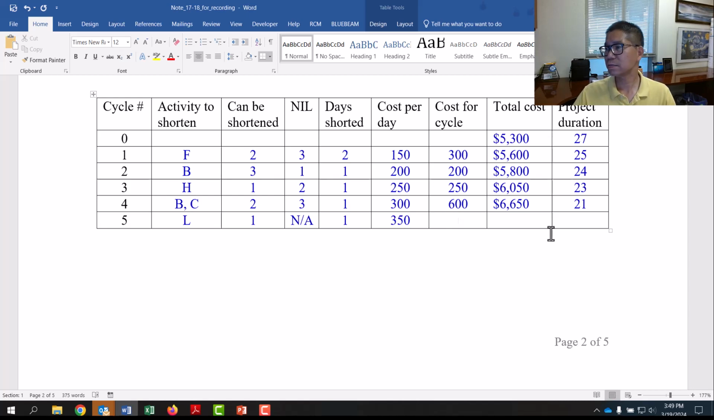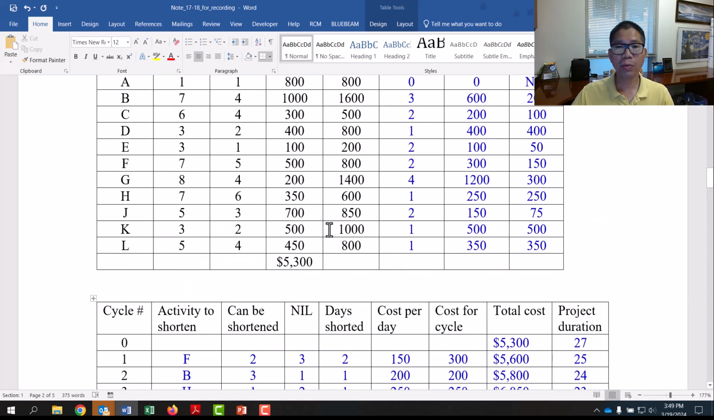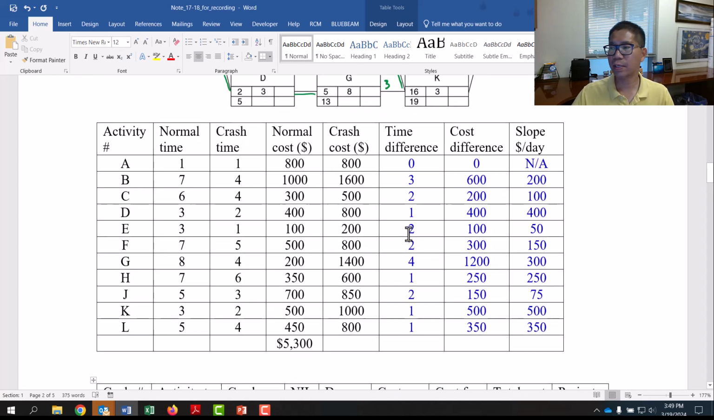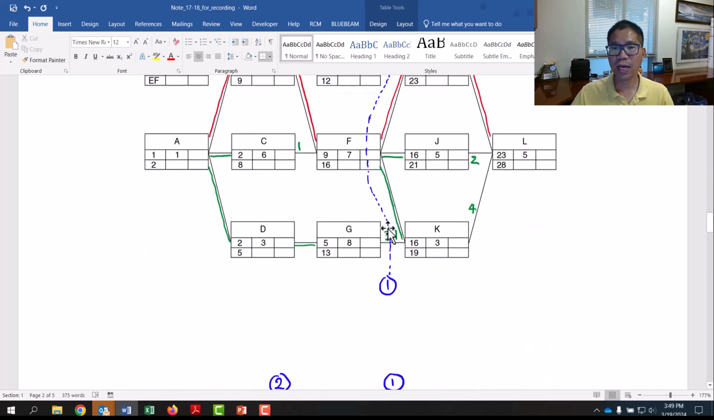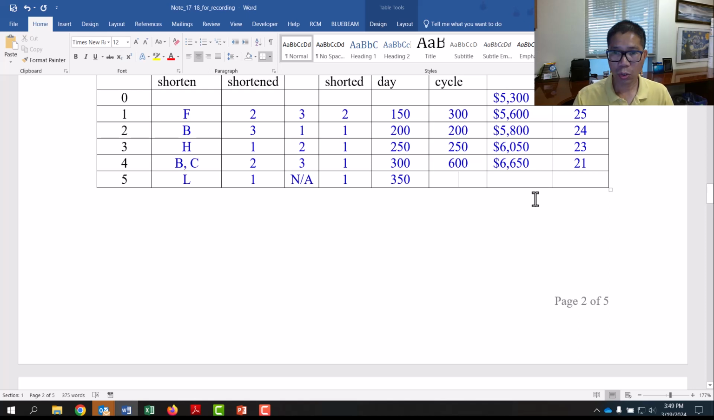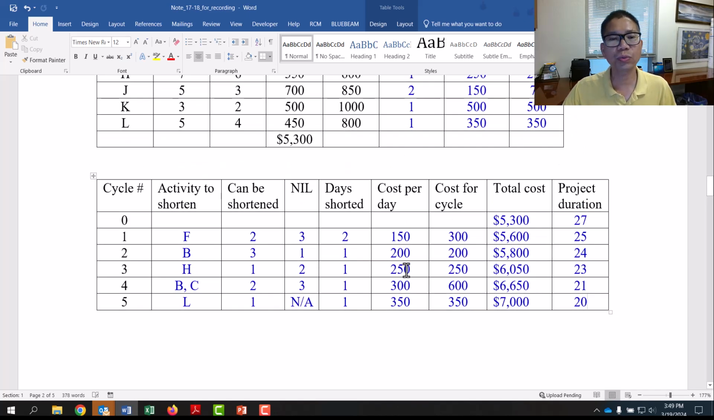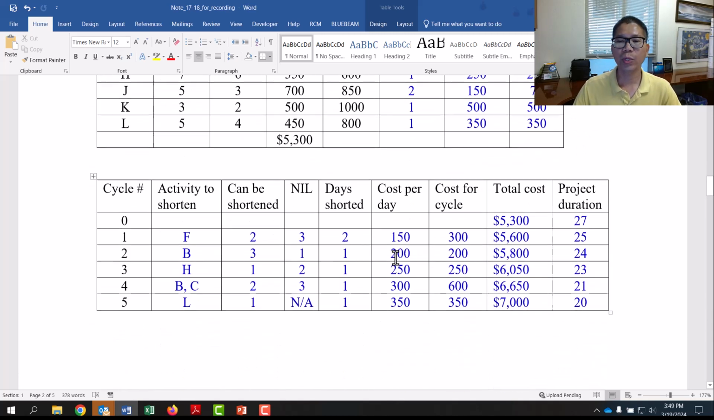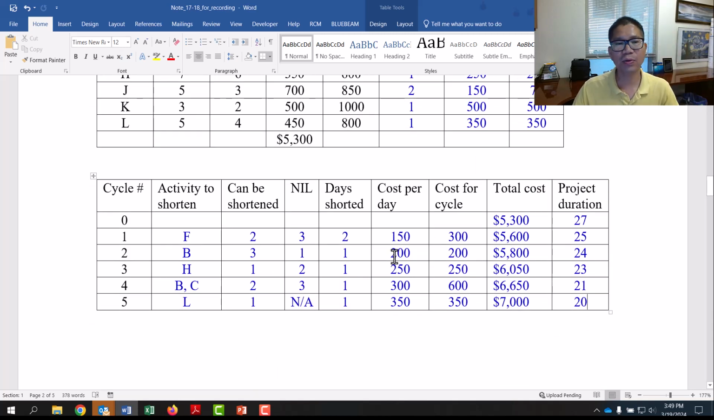And for how many days? L is maximum 1 day. L here 1 day. So you have total cost. Oh wait, that 350, and that will be 7,000, and it will be 20 days. So that's all we can do. So for this project, we can do 5 cycles. With that order, we can reduce the project to 20 days from 27.